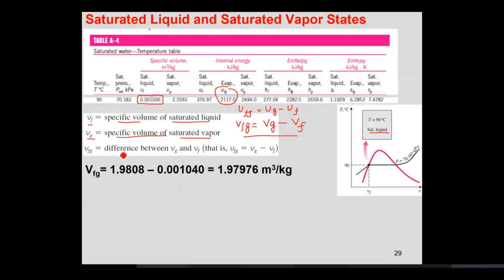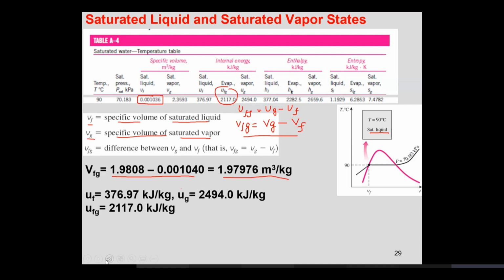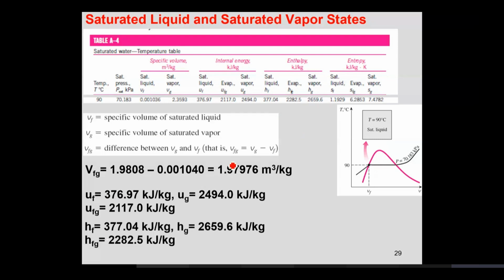So these values are basically not for 90 degrees centigrade. These are not for 90 degrees centigrade. Maybe they are for 100 degrees centigrade. So don't confuse yourself. This Uf, Ug, and Ufg are for 90 degrees centigrade. Similarly, hf, hg, and hfg are for 90 degrees centigrade.